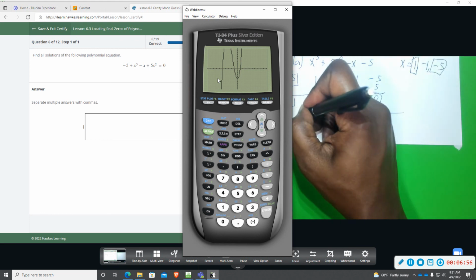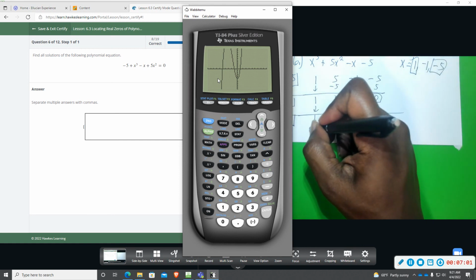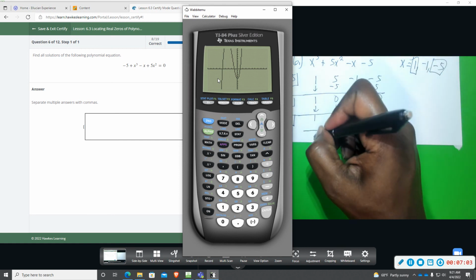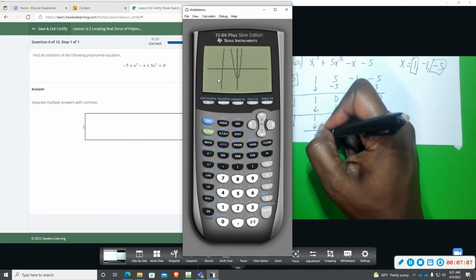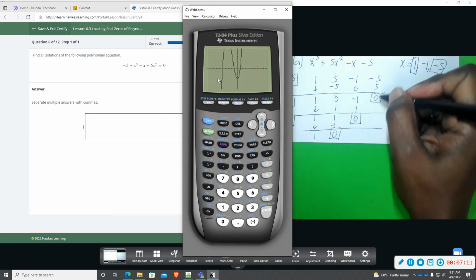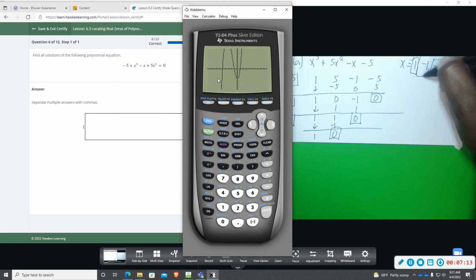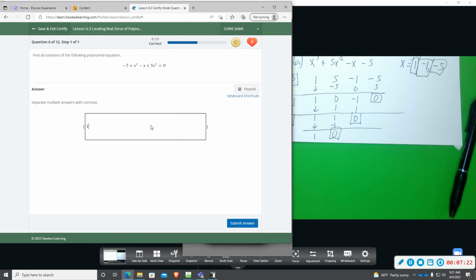Now let's try -1. Draw a line, bring the first number straight down. -1 times 1, -1, combine 0. So last row is 0 on all of them. These are my zeros. They all work. So 1, -1, and -5.